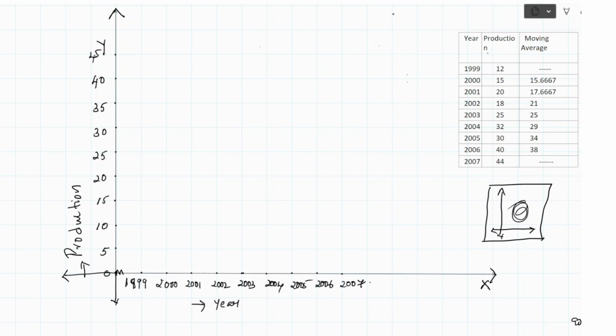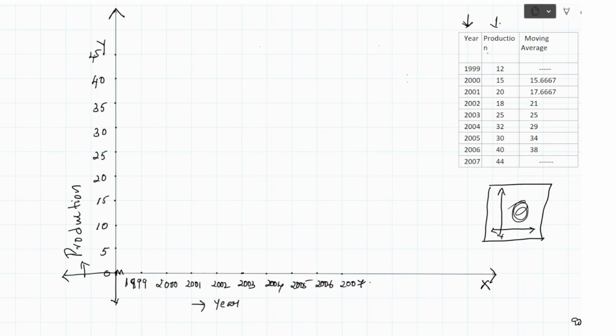Now see, on the x-axis, you are going to mark your years from 1999 to 2007. And you are going to mark the production on the y-axis. Okay. Now here, see, this table I just copied from your answer.